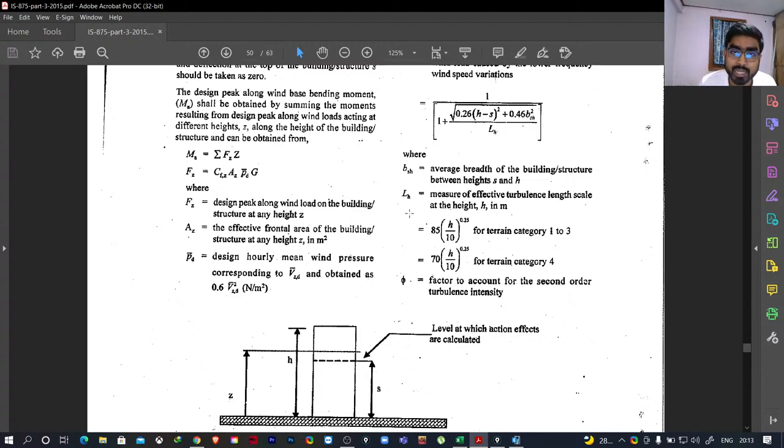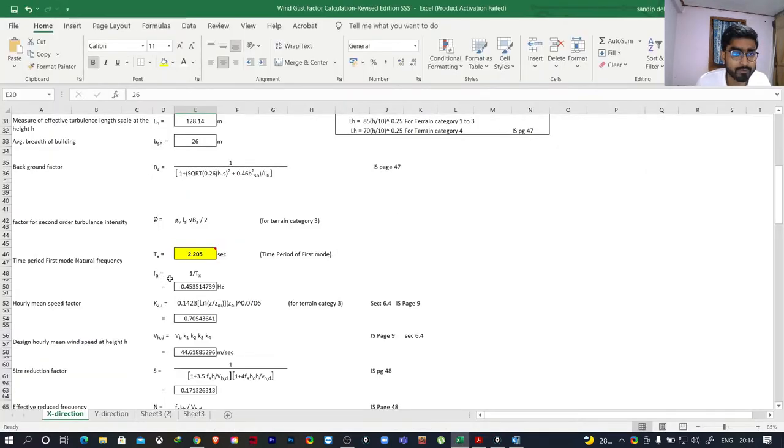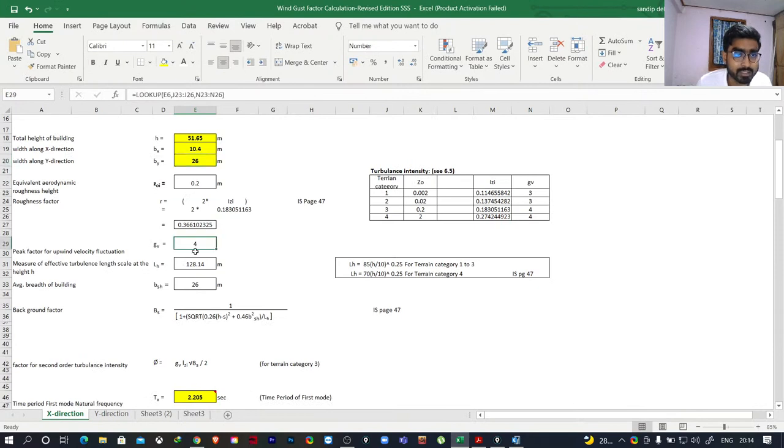Then LH is the measure of effective turbulence length scale at height H. This also depends on the total height of the structure, and for this we have two formulas. For categories 1, 2 and 3, meaning the first, second and third category of terrain, it will be 85 multiplied by (H by 10) power 0.25, and for category 4 it will be 70 multiplied by (H by 10) power 0.2. All these things we have printed here. You see GV, LH, the same formulas we have kept here.